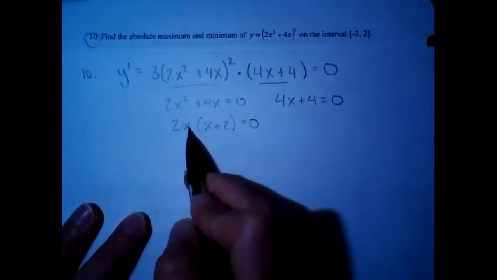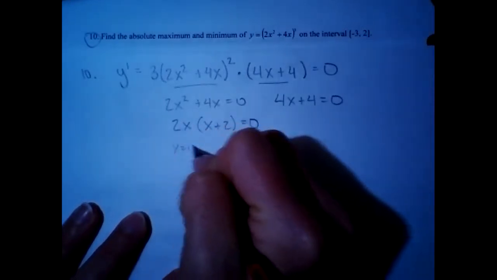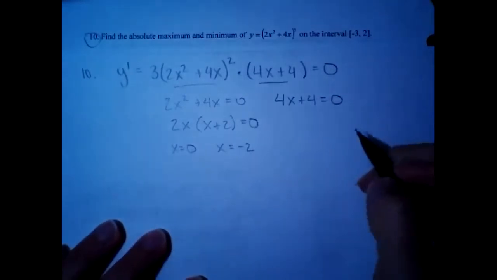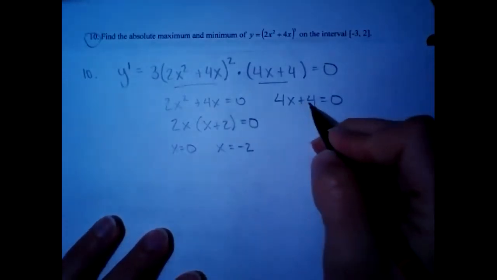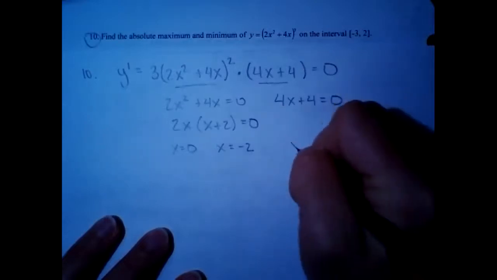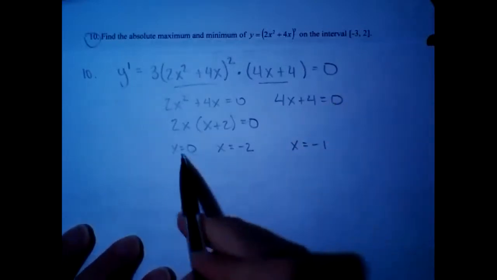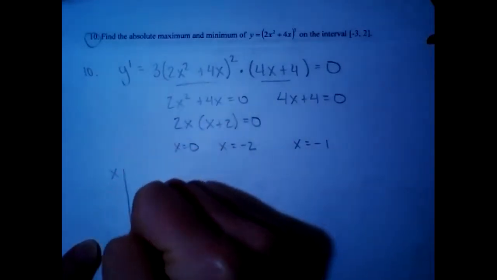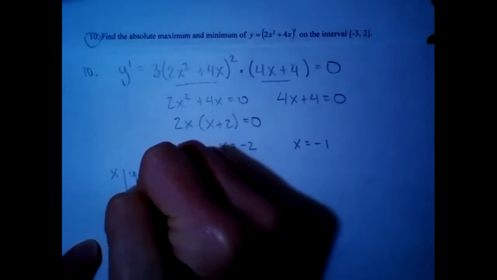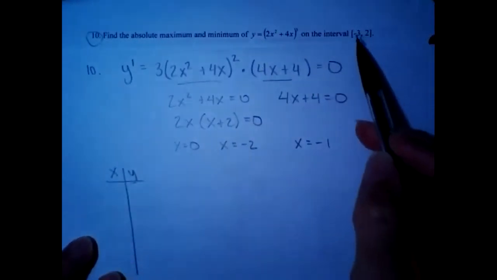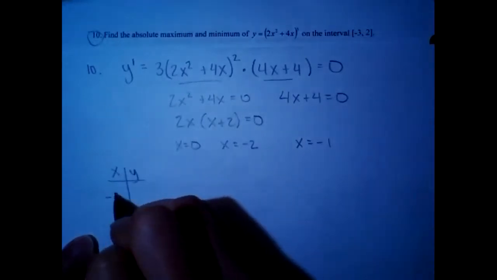And so this gives us 0, and this gives us -2. And then this one, if you subtract over the 4, that would be -4 divided by 4 would give you -1. So these are your 3 critical points. What you're going to need to do is make a chart for the original function. So this one right here, and you're going to test your end points and your critical points.